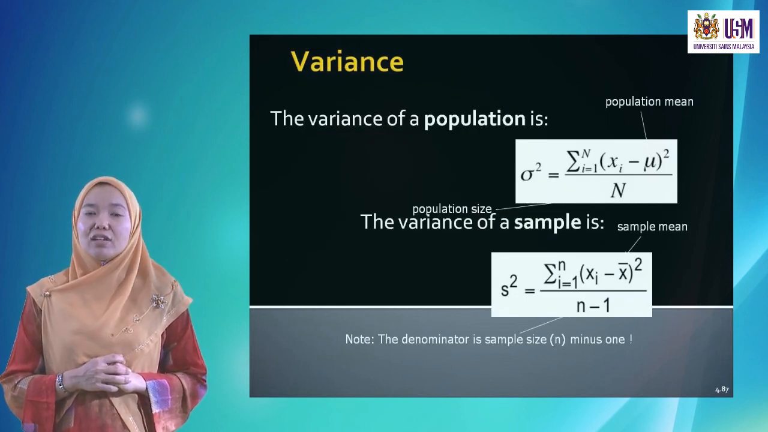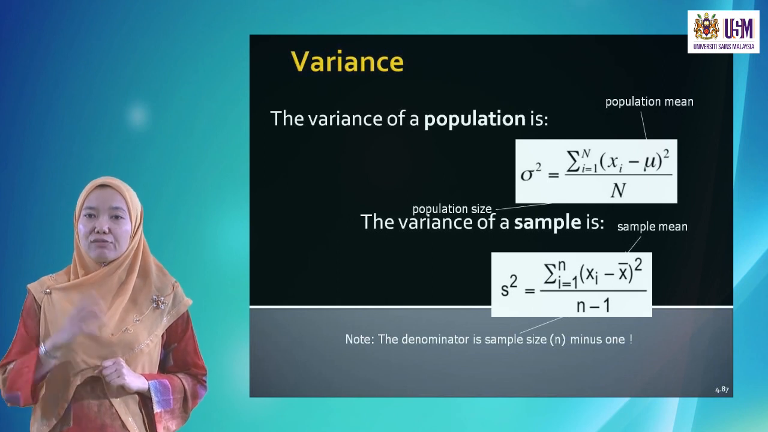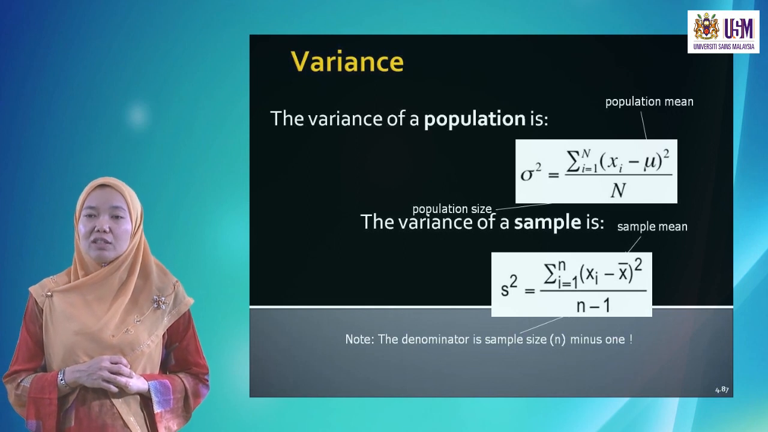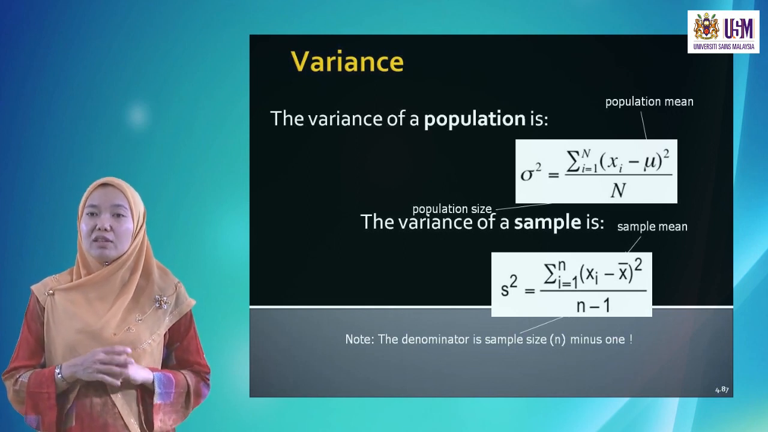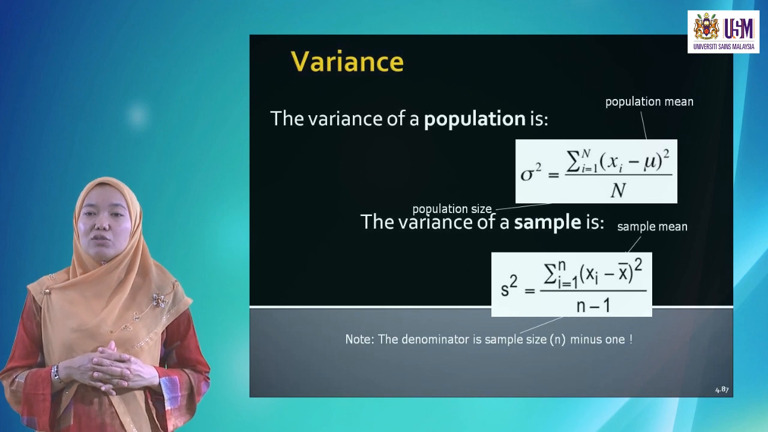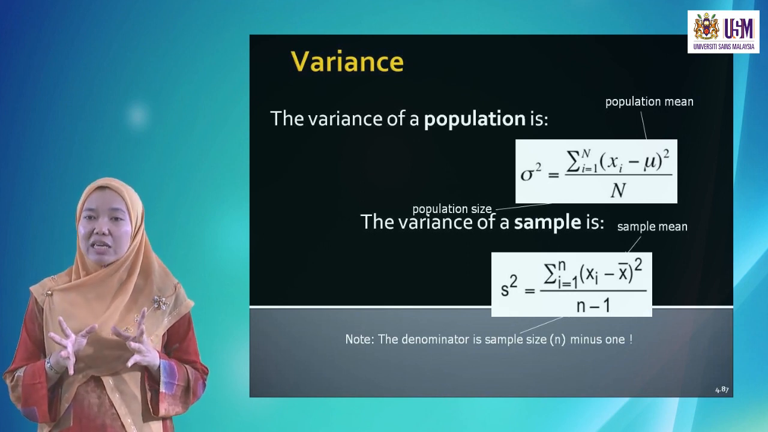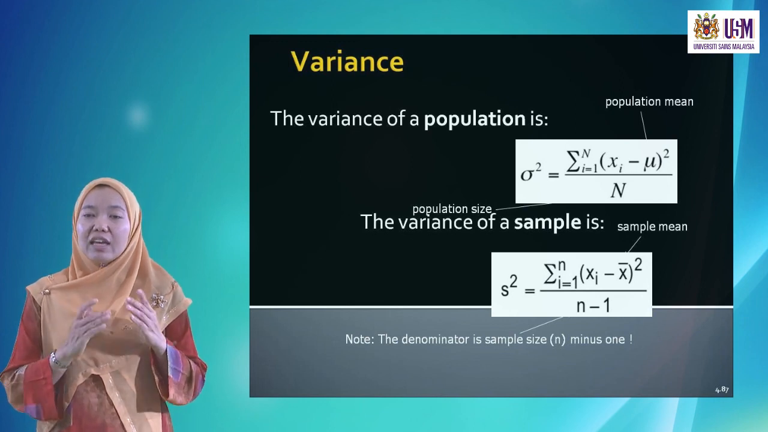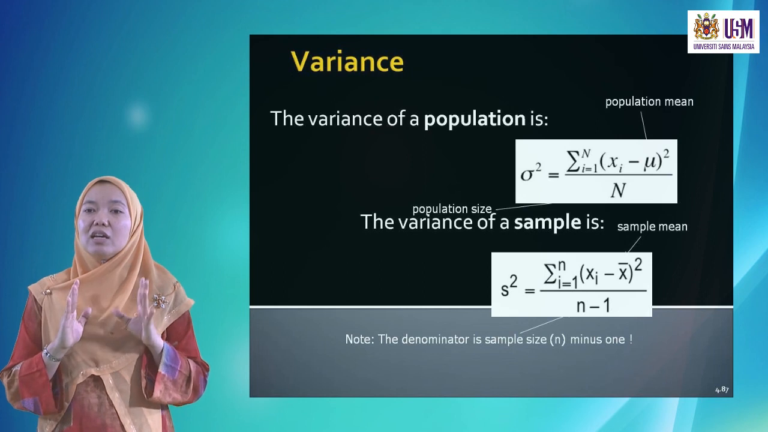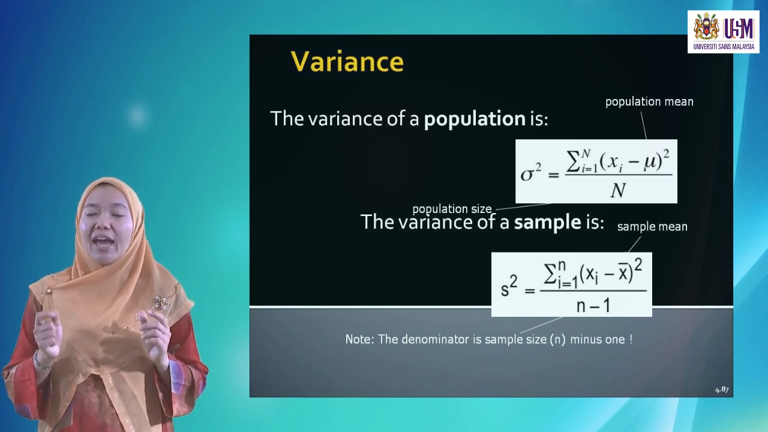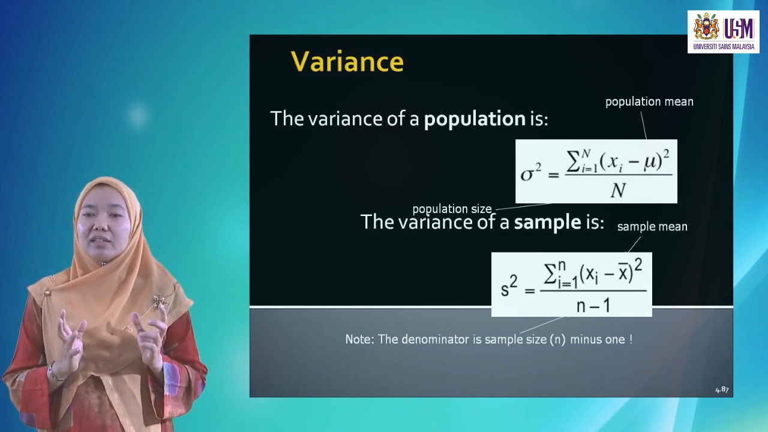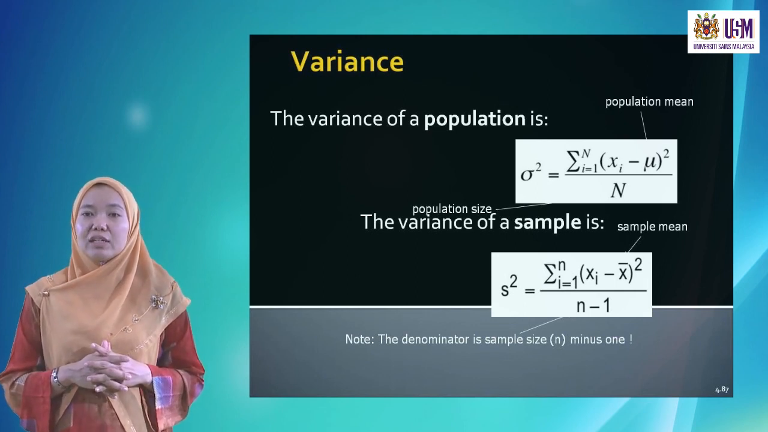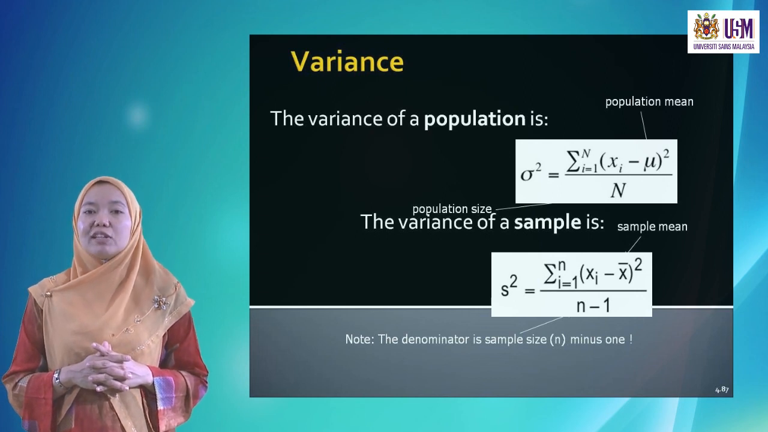To calculate variance for a population, this is the formula. Sigma square is equal to the sum of all observations, where you take the difference between the actual value, xi, and the population mean, mu. That will give you the distance between each observation and the population mean. You square the distance, add all up, and then divide by the number of observations. So the capital N there refers to population size.